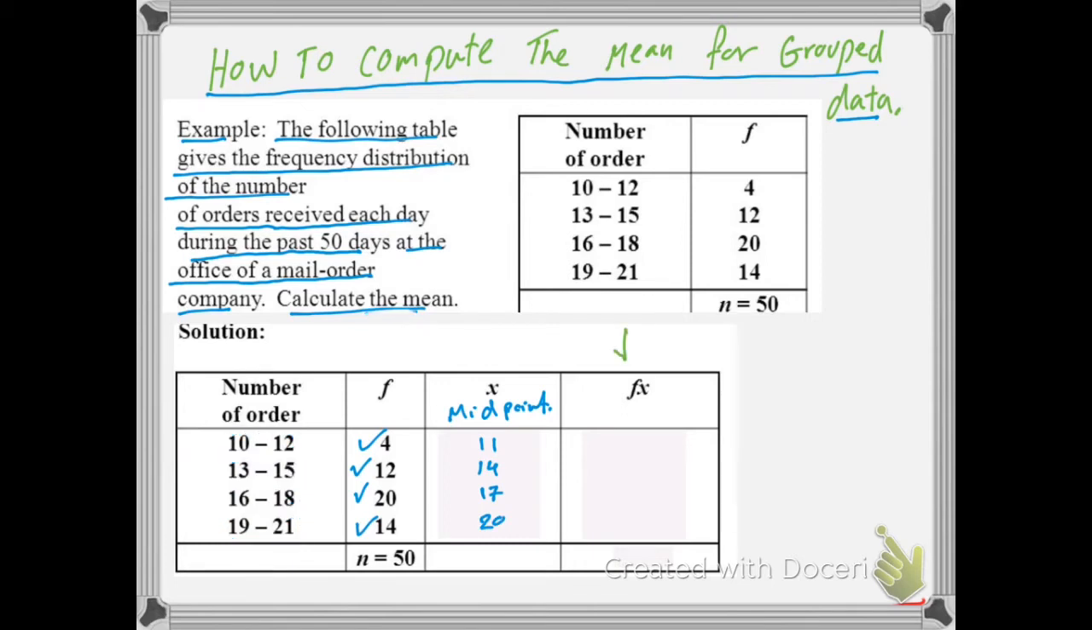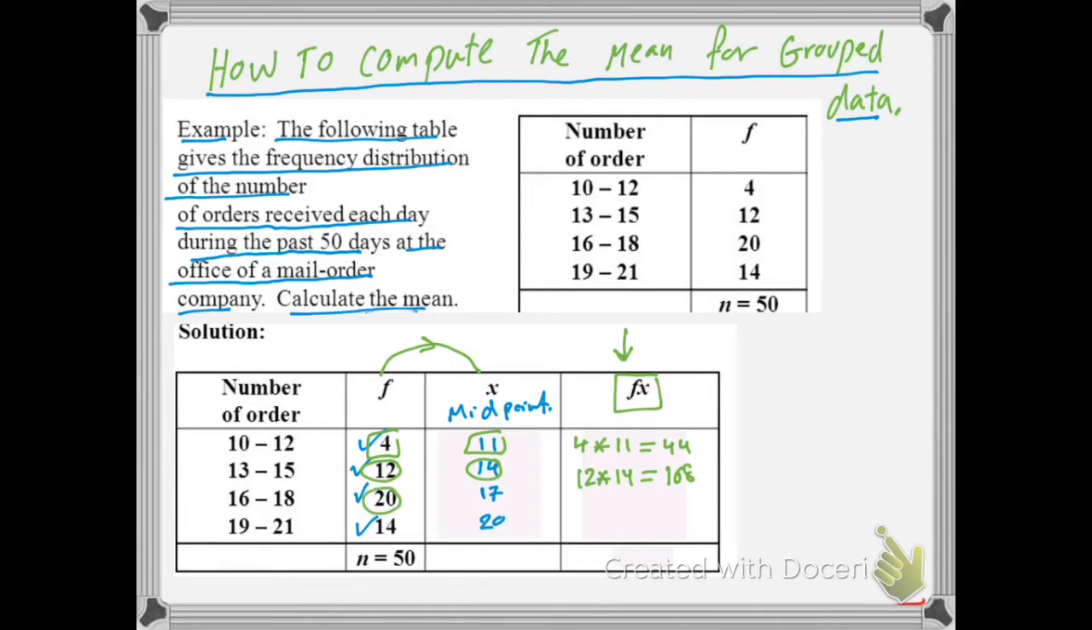Now to complete the next column, just multiply f by x. Here I have f and here I have x. Let's start. Multiply the first number by the first number. Then 4 multiplied by 11, the answer will become 44. Multiply the second one with the second one. That means I'm going to multiply 12 by 14. The answer will become 168.